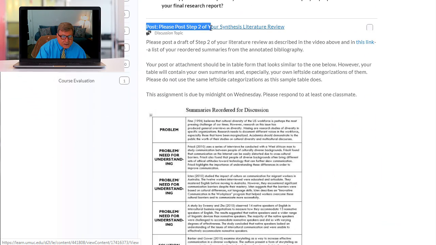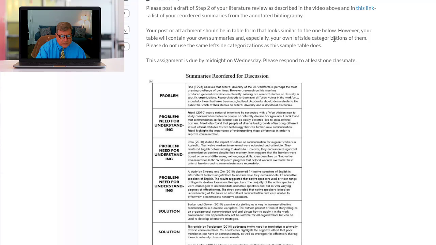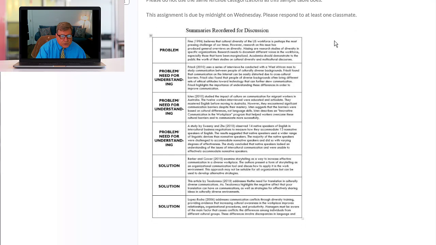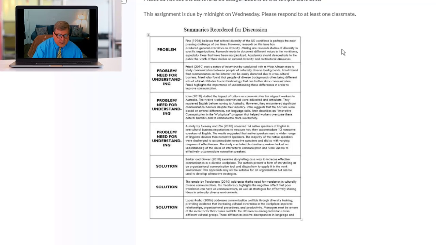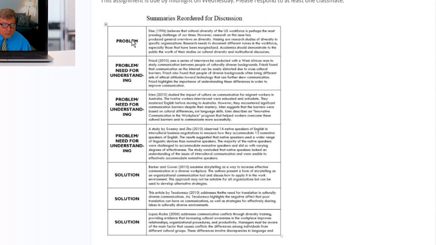Then in the next discussion board 2, you are to post your step 2 of the synthesis literature review. Step 2 is where you line up your summaries. You take your summaries from your annotated bibliography and you reorder them into some kind of method. Here the method is problem, problem need for understanding, problem need for understanding, problem need for understanding, solution, solution, solution.